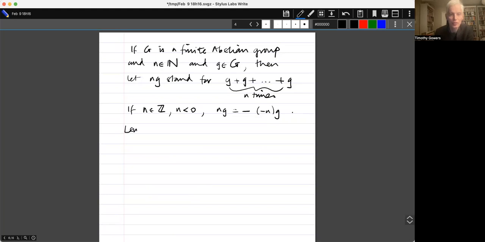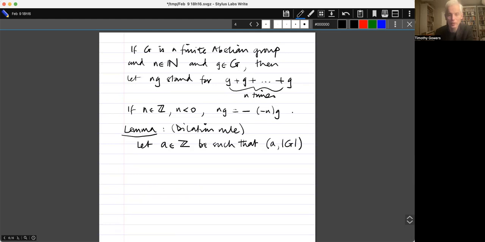So, lemma, dilation rule. So let G be a finite abelian group as always. So let a in Z be such that a is coprime to the size of G, and let b be a multiplicative... I didn't really need to state that there. In fact, I won't state it there. I'll state it in the proof.